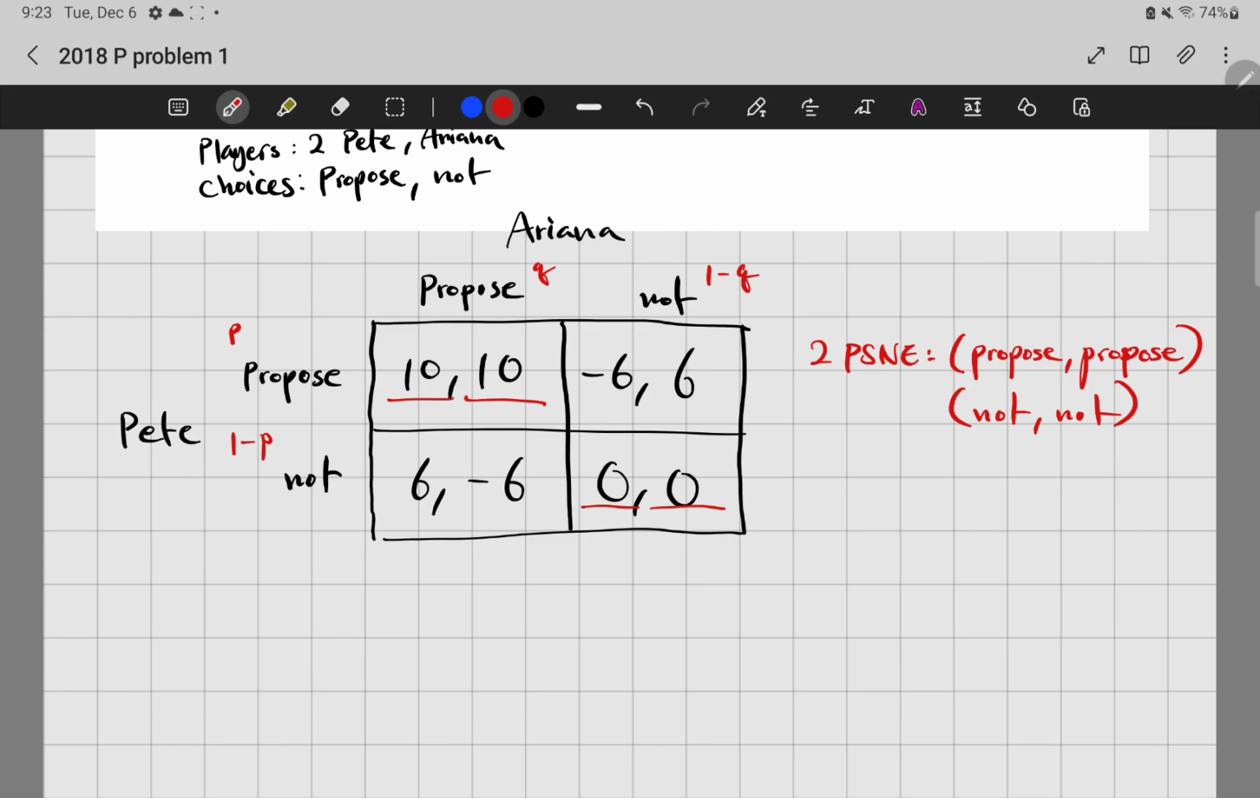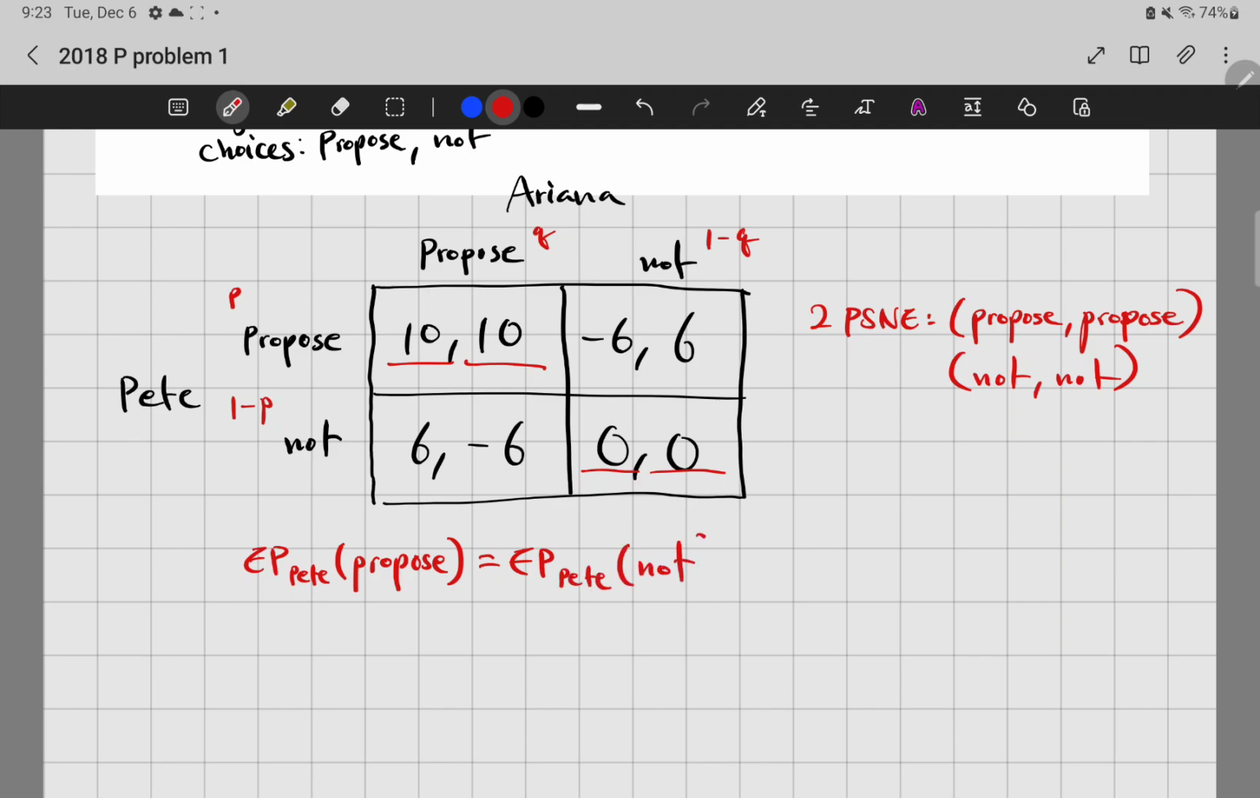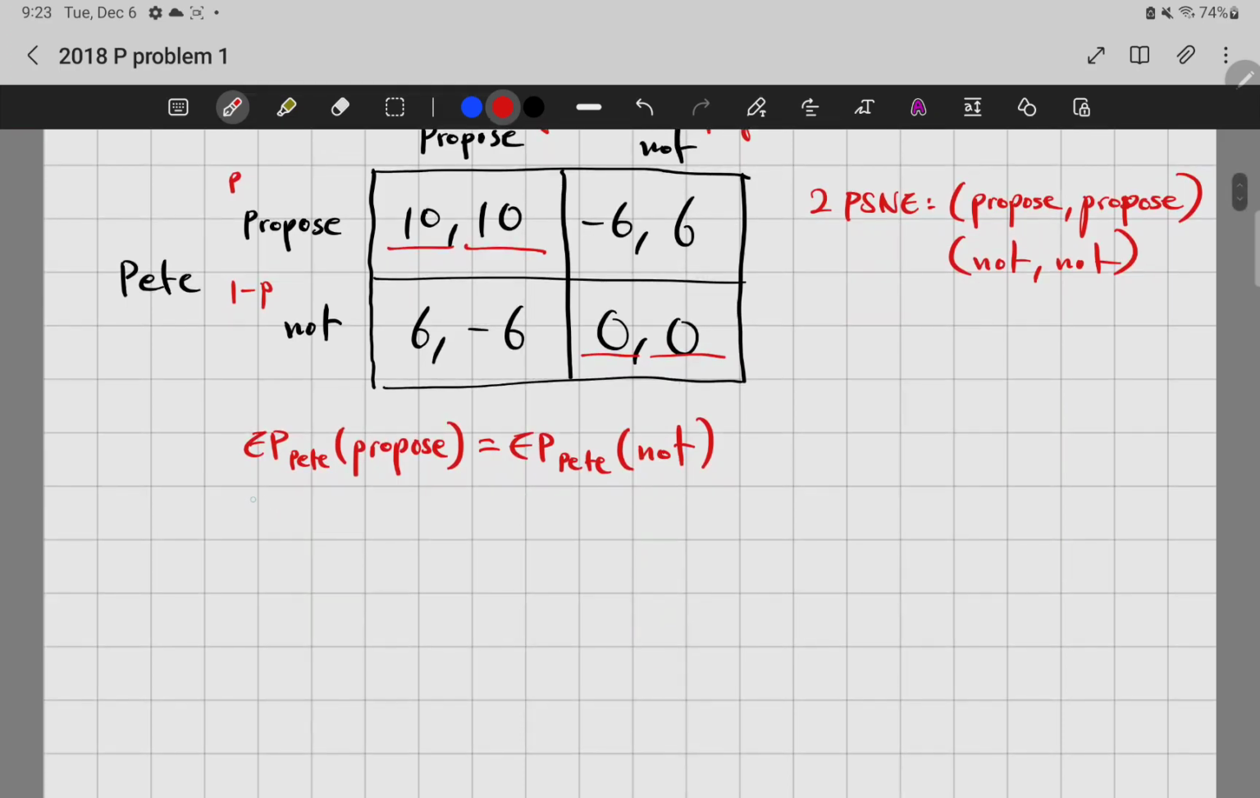To find the mixed strategy Nash equilibria, one has to use the indifference principle. To do that, we need to find the expected payoff of each person, let's say Pete, of proposing, and set it equal to the expected payoff of Pete not proposing. Let's look at the expected payoff of Pete when he is proposing.